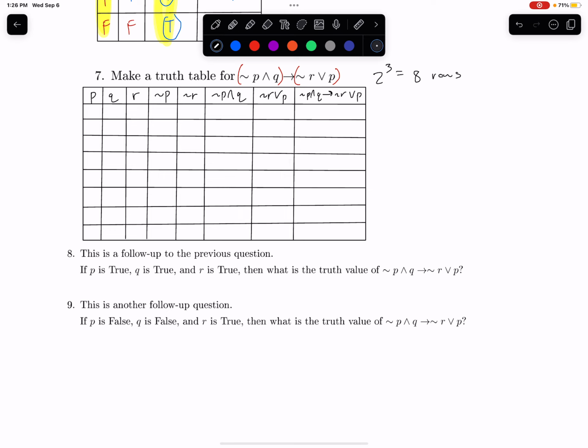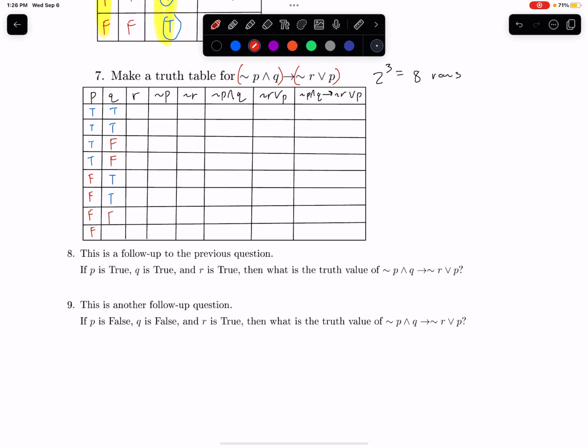Okay, those are all my columns. So what I'm going to do is start the usual way. I have 8 rows, which means the very first column here should be half trues. Half of 8 is 4, so 4 trues followed by 4 falses. And this start in itself is a little exercise that you should be able to do. You should be able to reproduce this entire table from scratch.